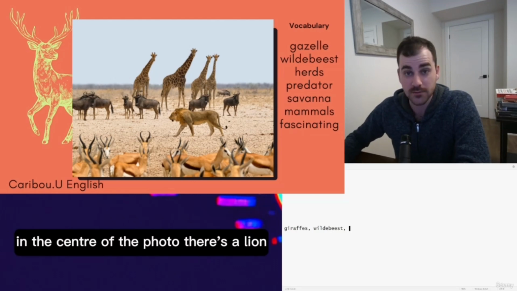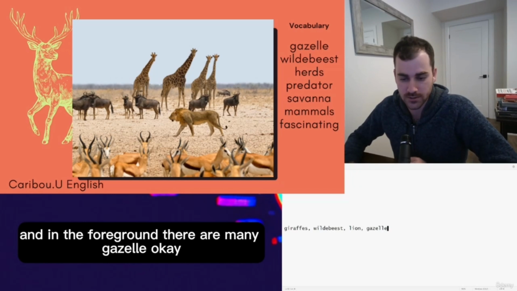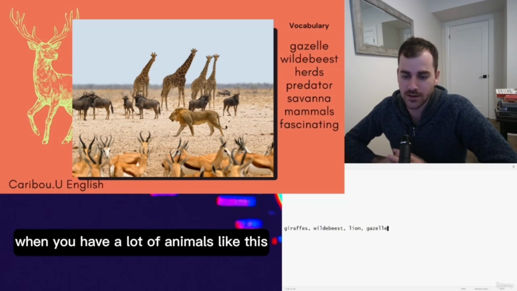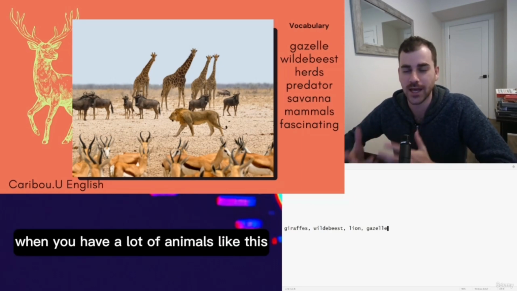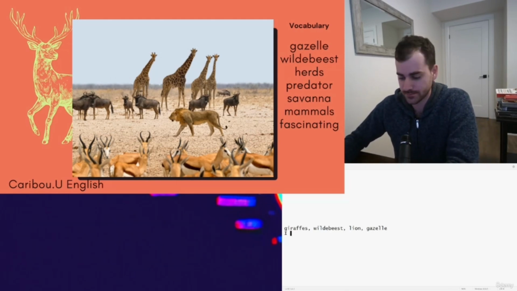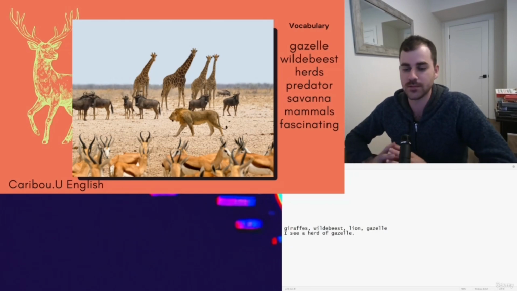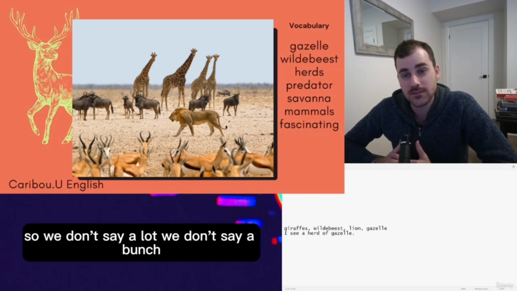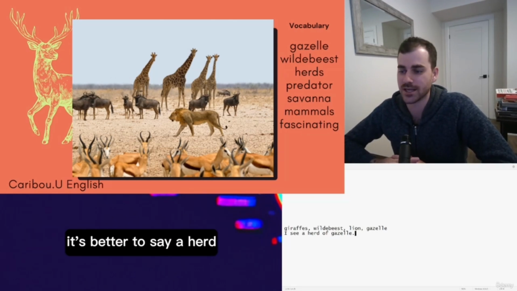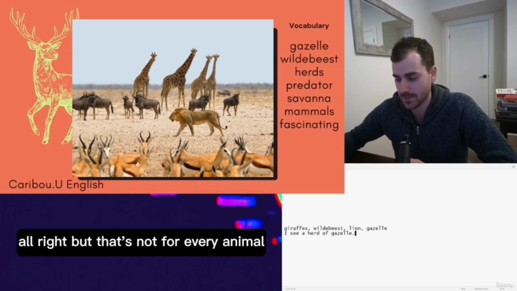In the center of the photo, there's a lion. And in the foreground, there are many gazelle. Okay? When you have a lot of animals like this, a group of gazelle, we will call them a herd. So I see a herd of gazelle. So we don't say a lot, we don't say a bunch, it's better to say a herd. All right, but that's not for every animal.